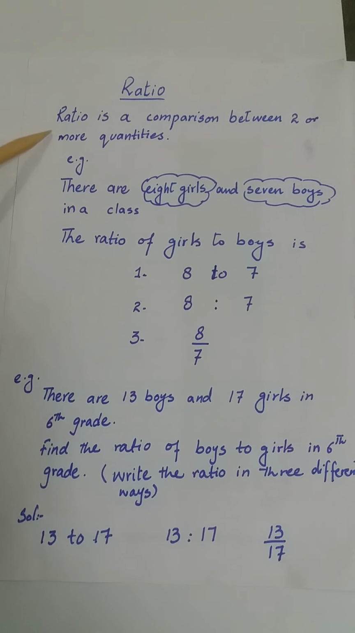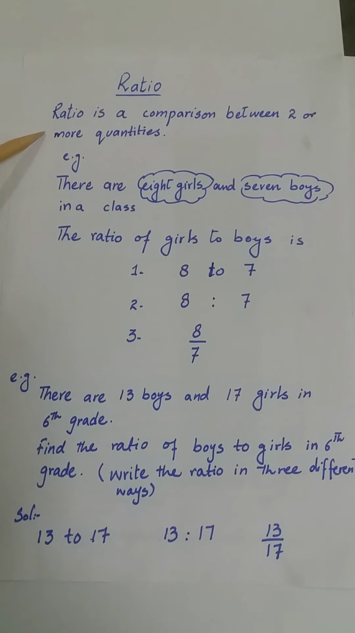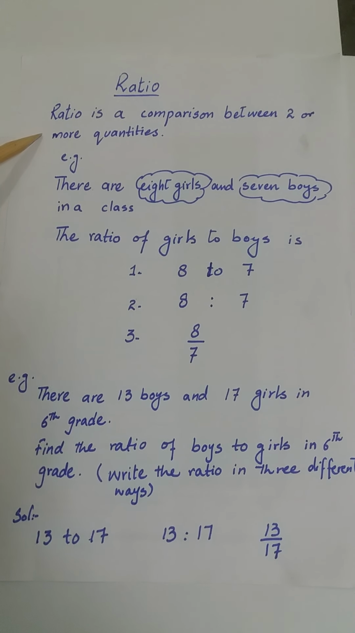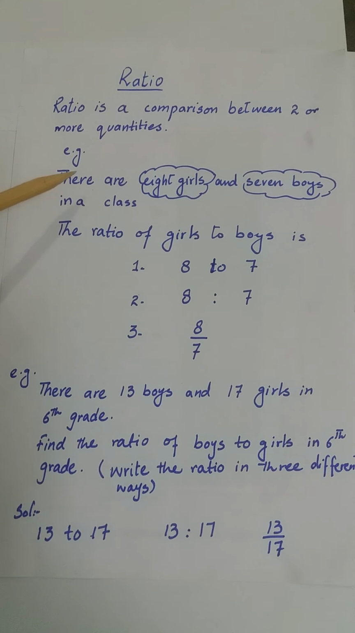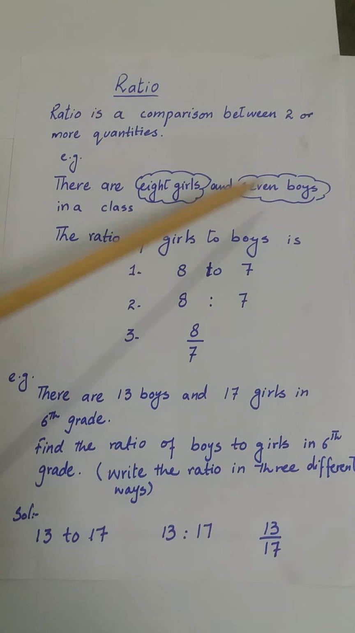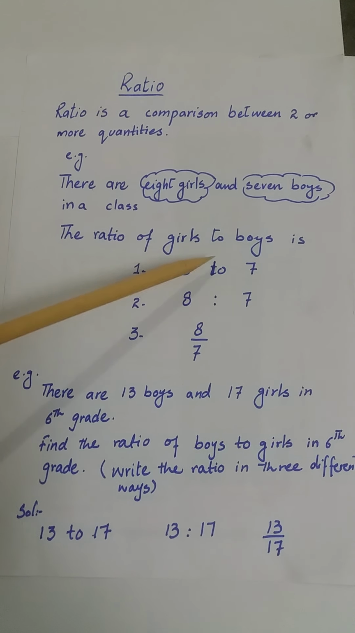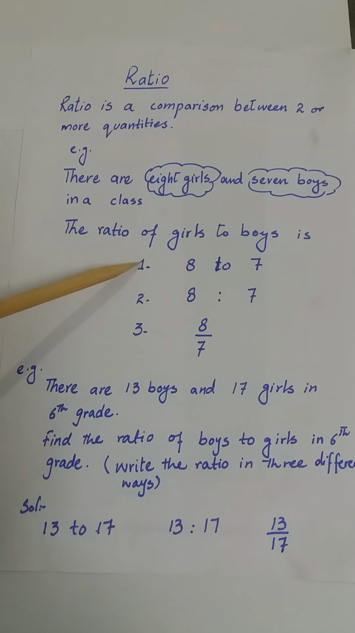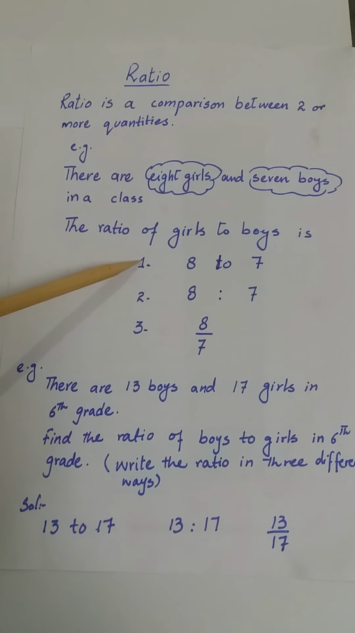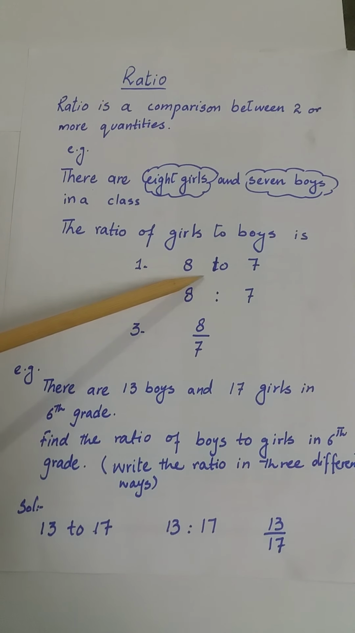Ratio is a comparison between two or more quantities. For example, there are 8 girls and 7 boys in a class. The ratio of girls to boys is 8 girls to 7 boys. Girls to boys. First, we can write a ratio by using "to".